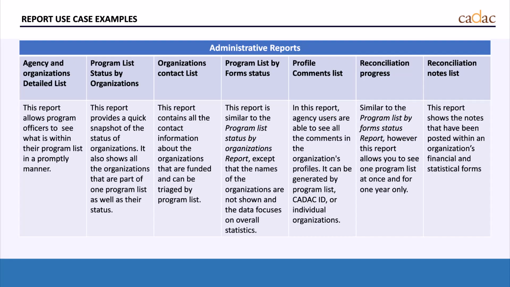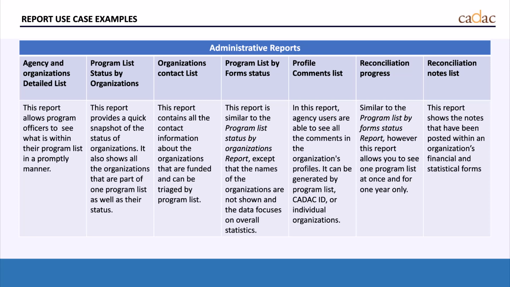There are currently 7 administrative reports available to you. The first one is the agency and organizations detailed list. This report allows program officers to see what is within the program list in a prompt manner. The second one is the program list status by organizations. This report provides a quick snapshot of the status of organizations. It also shows all the organizations that are part of one program list as well as their status.